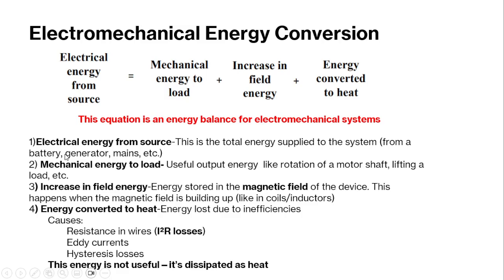So the electrical energy from the source is the total energy supplied to the system. So from a battery or whatever, right? The mechanical energy to the load is a useful output energy, like rotating the shaft and lifting the load. So that's the mechanical part. The increase in the field energy is the energy stored in the magnetic field.